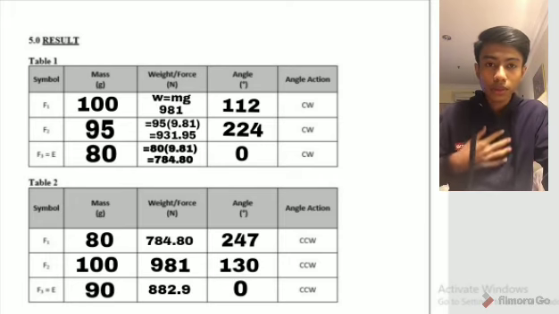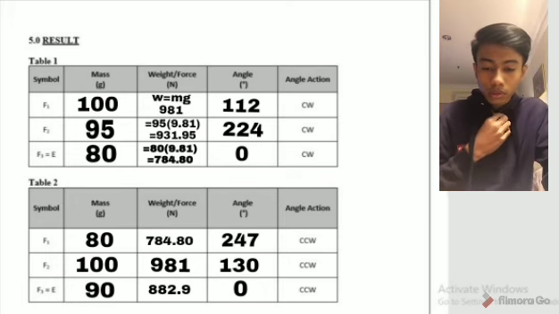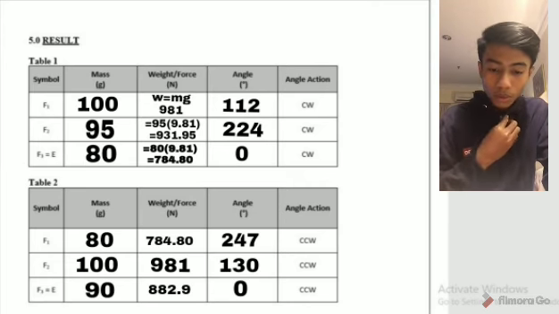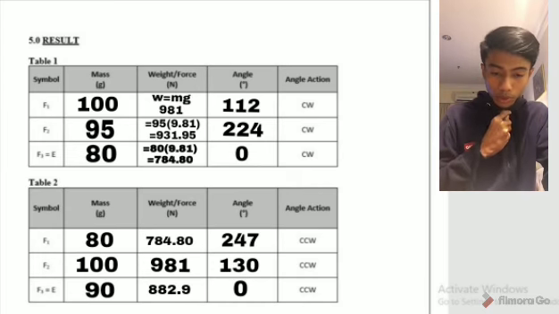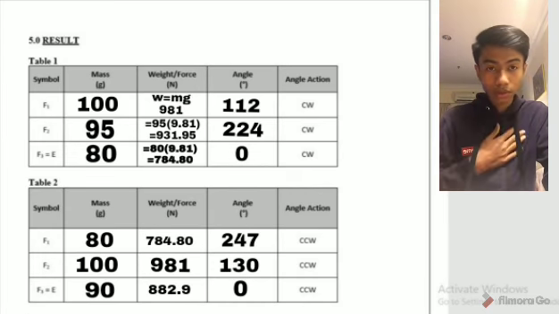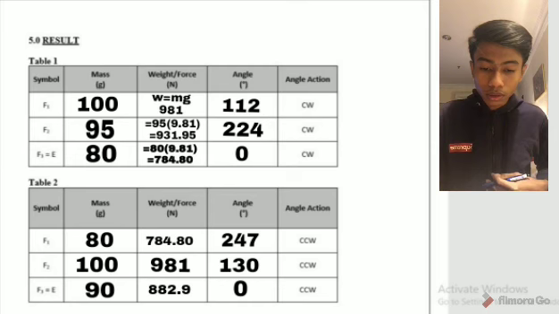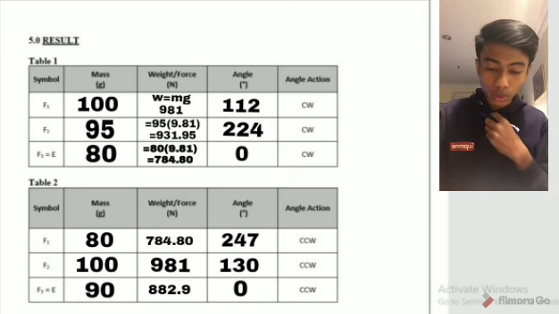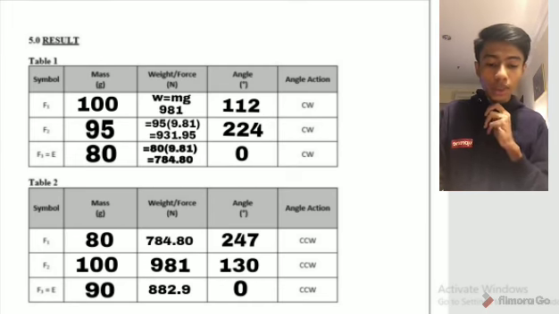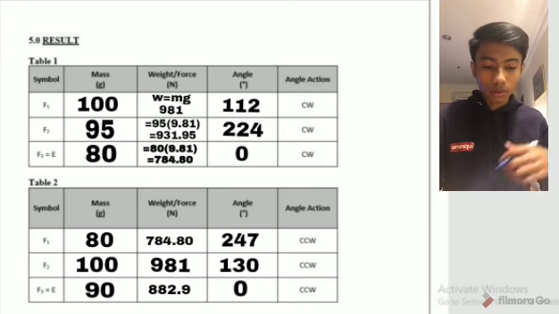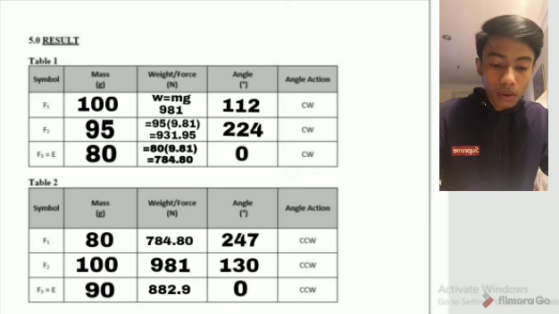Angle action CCW. Untuk force yang kedua, F2, mass yang dikenakan 100 gram. Weight yang akan kita dapat 981 Newton. Angle yang kita dapat 130 degree. Untuk force 3 iaitu E, mass yang dikenakan 90 gram. Weight yang akan kita dapat 882.9 Newton. Angle nya 0 degree.